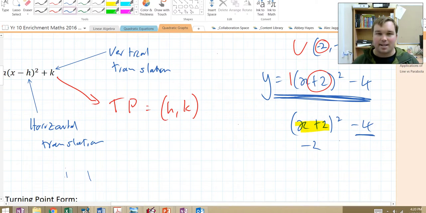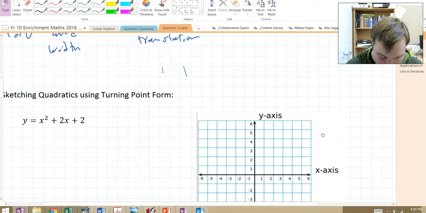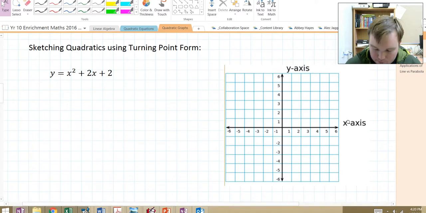So that indicates how we're getting to our turning point, and what level the turning point's at. So we're getting to the turning point at x equals -2, and the y level of the turning point at that point is -4. I feel I'm rambling. So I'll show you how to actually sketch the quadratics using turning point form.